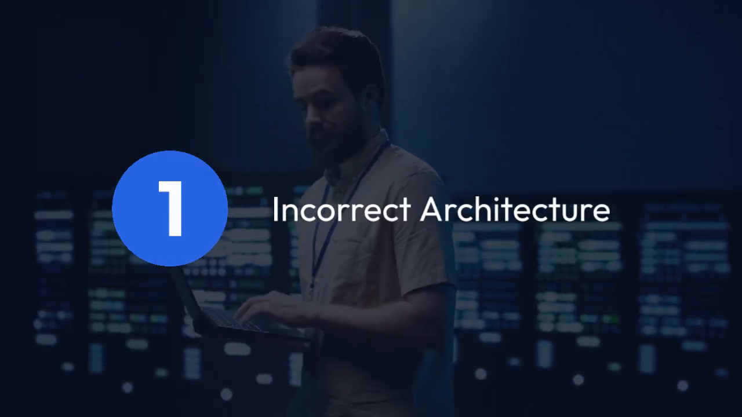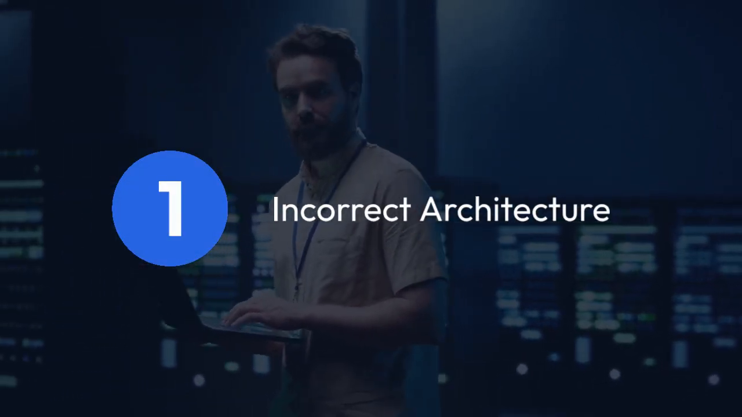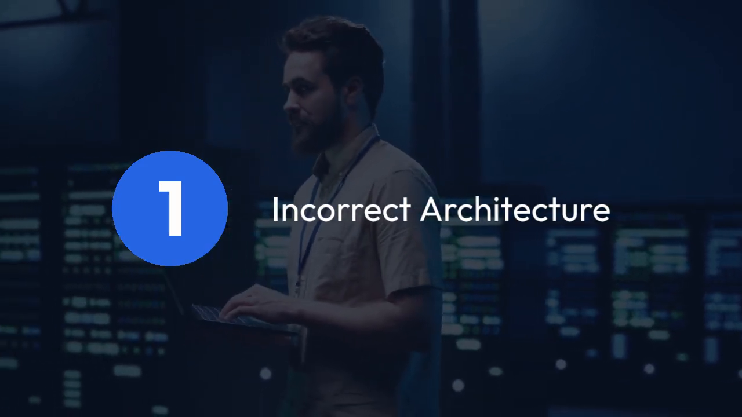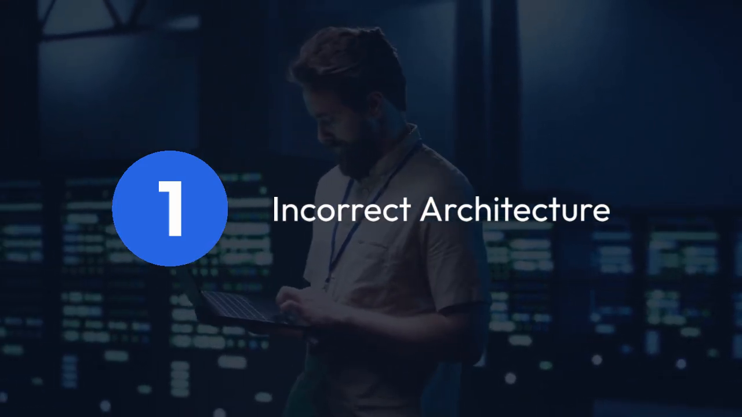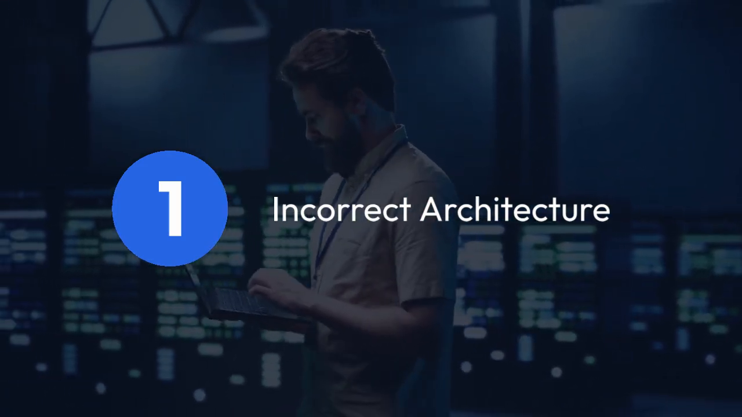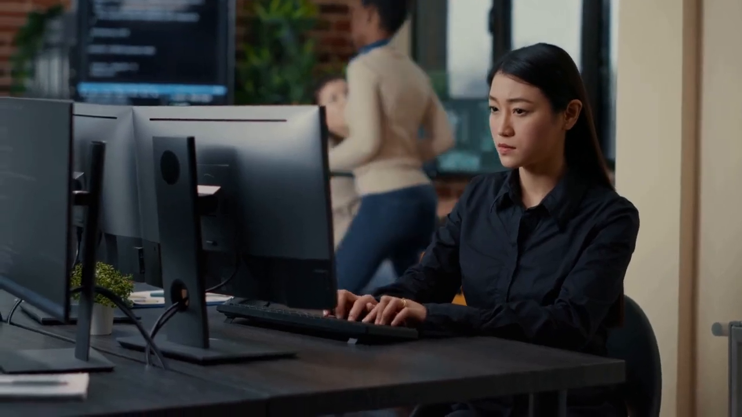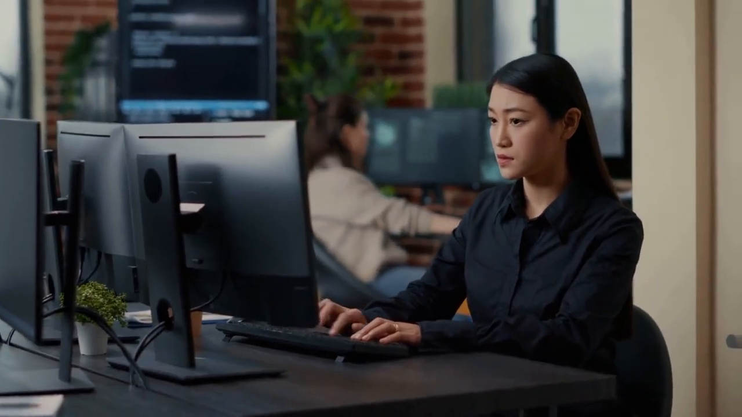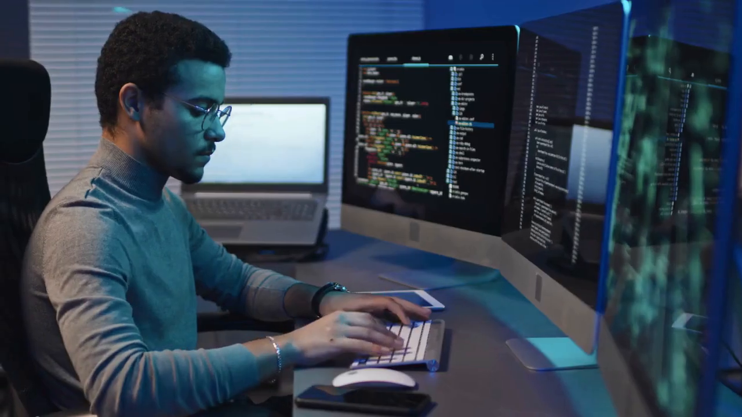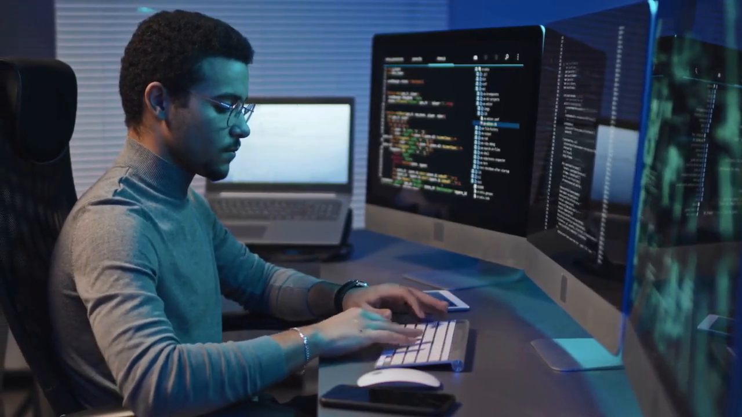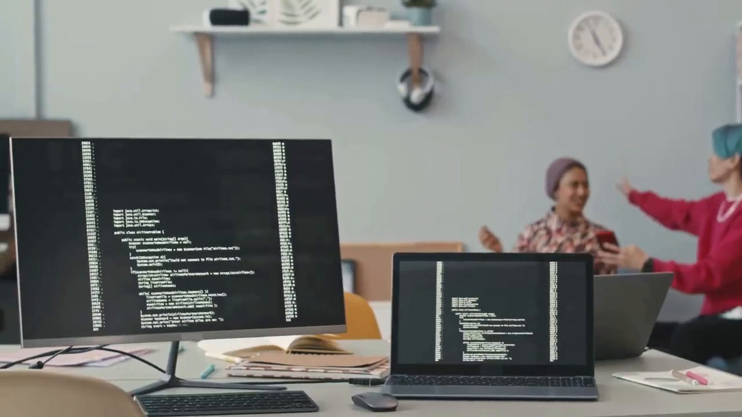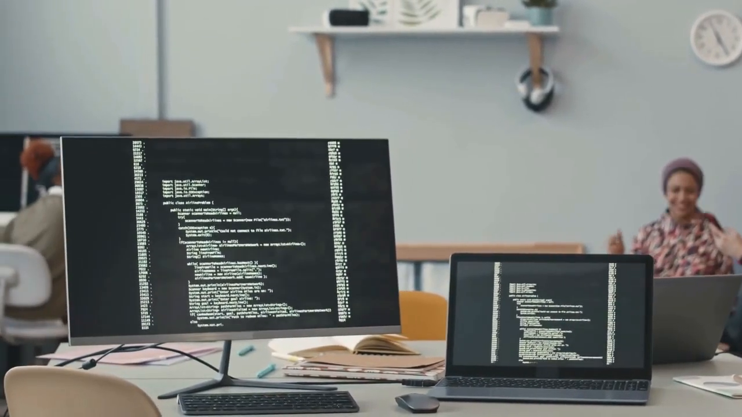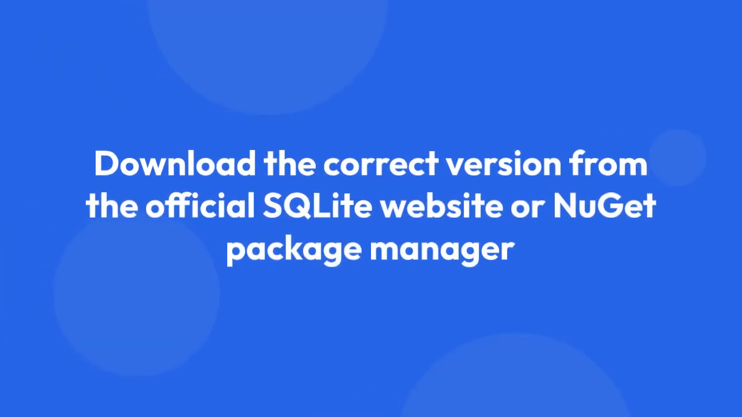1. Incorrect architecture. The first and most frequent culprit is a mismatch between your application's architecture, 32-bit or 64-bit, and the sqlite.interop.dll you're using. If you're building a 64-bit application, you absolutely need a 64-bit version of sqlite.interop.dll and vice versa. Check your project's build settings in Visual Studio to confirm its architecture. Then ensure that the sqlite.interop.dll you've included matches. Often, this involves downloading the correct version from the official SQLite website or NuGet package manager.